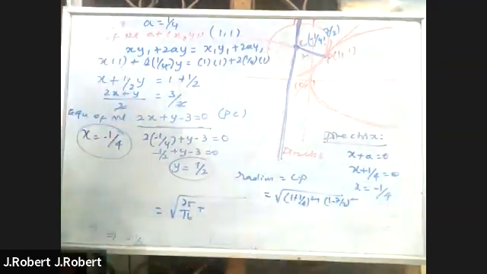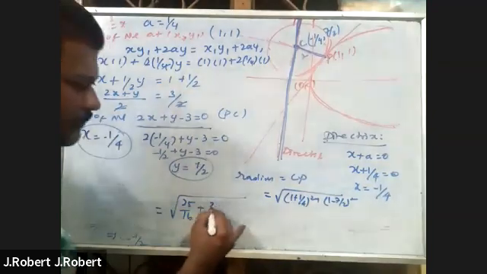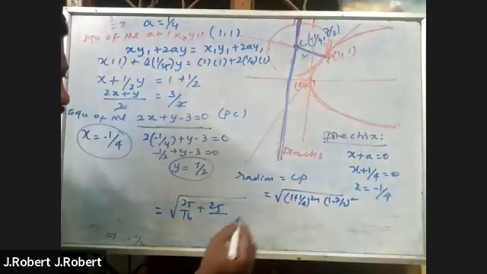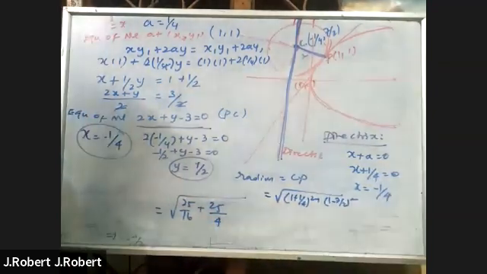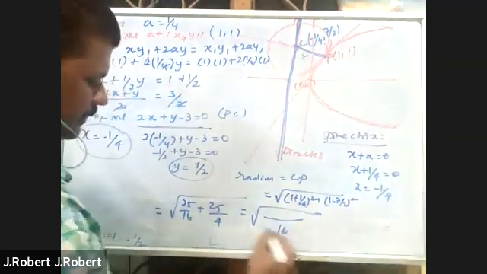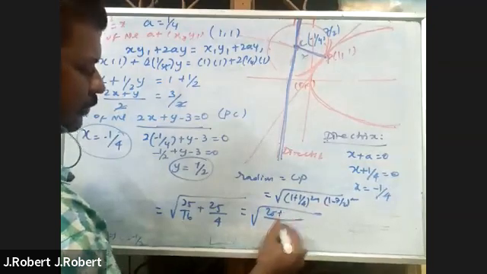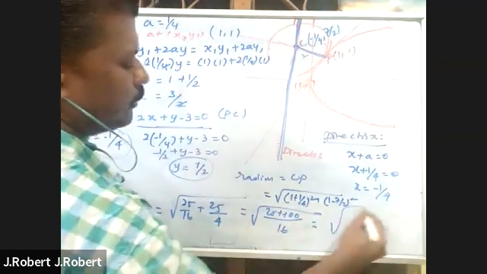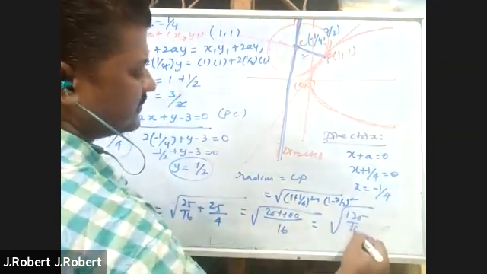2 minus 5 by 2, the whole square. 5 square is 25, 25 by 2 square, which is equal to 4. Minus 7 by 2. Therefore, the answer is, taking LCM 16. So 16 one time, 4 times 25 is 100. We'll get square root of 125 by 16.